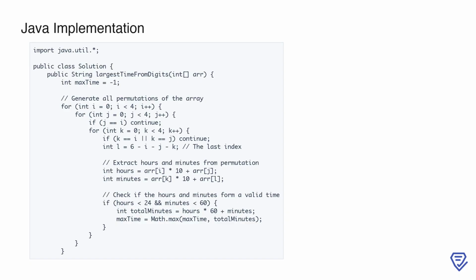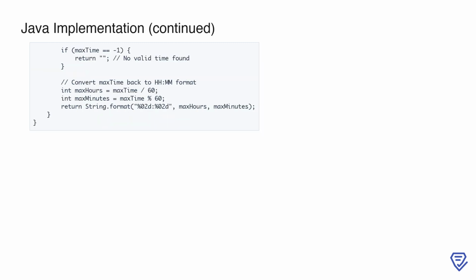Now, once we have the hours and minutes, we validate them by checking if the hours are less than 24 and the minutes are less than 60. If the time is valid, we calculate the total time in minutes and update maxTime to store the maximum value we've encountered so far. After generating all permutations and validating the times, we check if maxTime remains -1, which indicates that no valid time was found. In this case, we return an empty string.